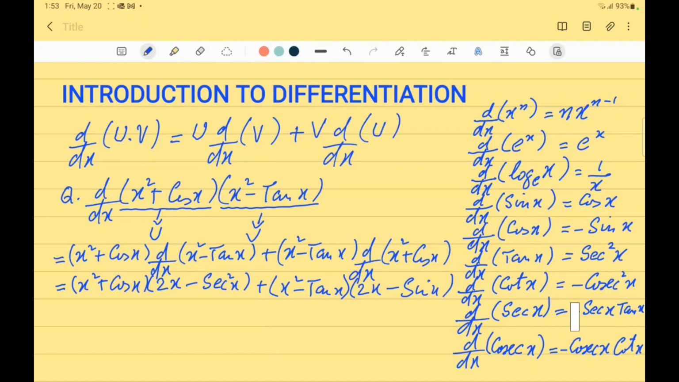Now we will move toward the composition of functions, formulas which are related to composition of functions, how it will be done.